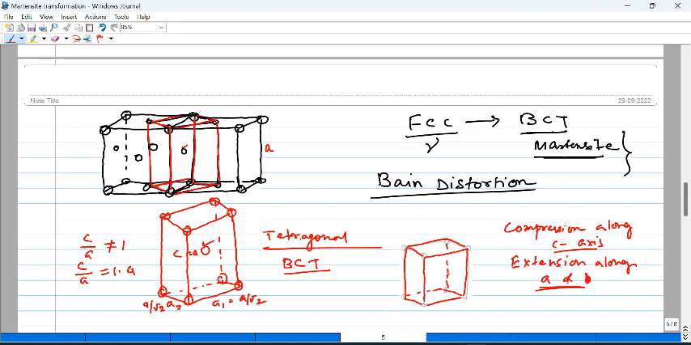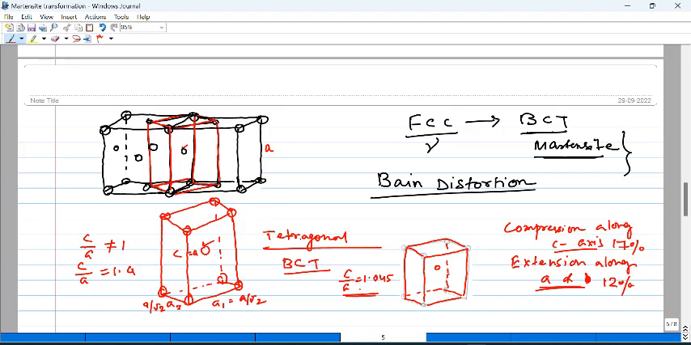If I do that and give a compression of about 17% along the C axis and an extension of about 12% along the A and B axes, it will take up a BCT structure which has some C by A ratio, let's say in the range of 1.045, something that you find in the Martensite structure. So this is not cubic. The C by A ratio is not 1.